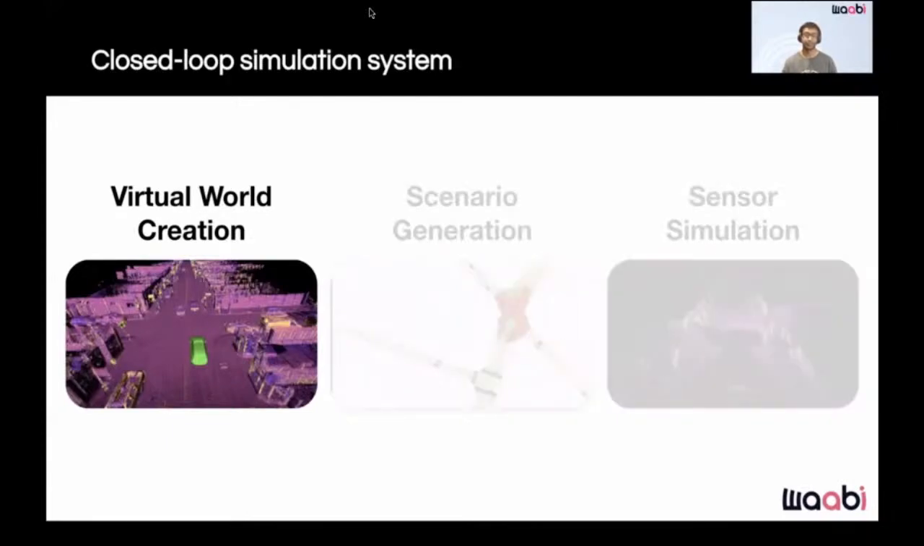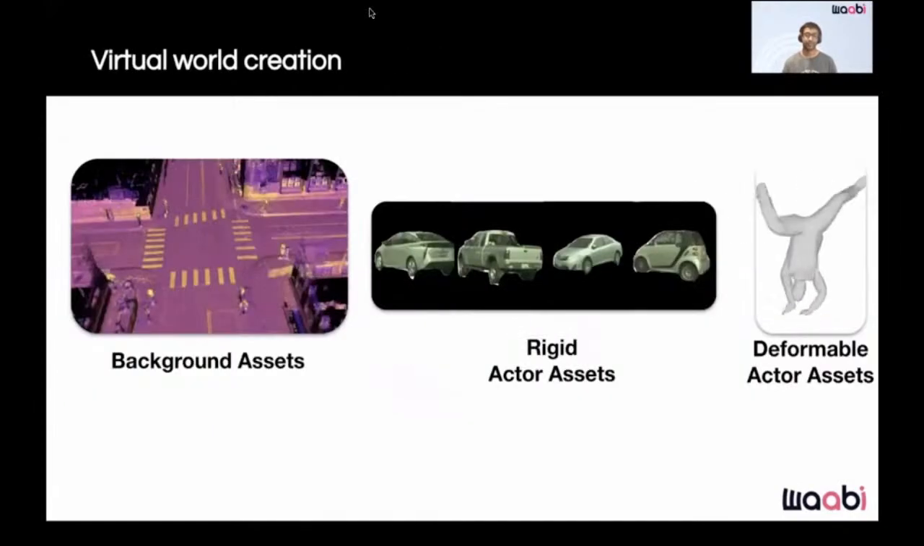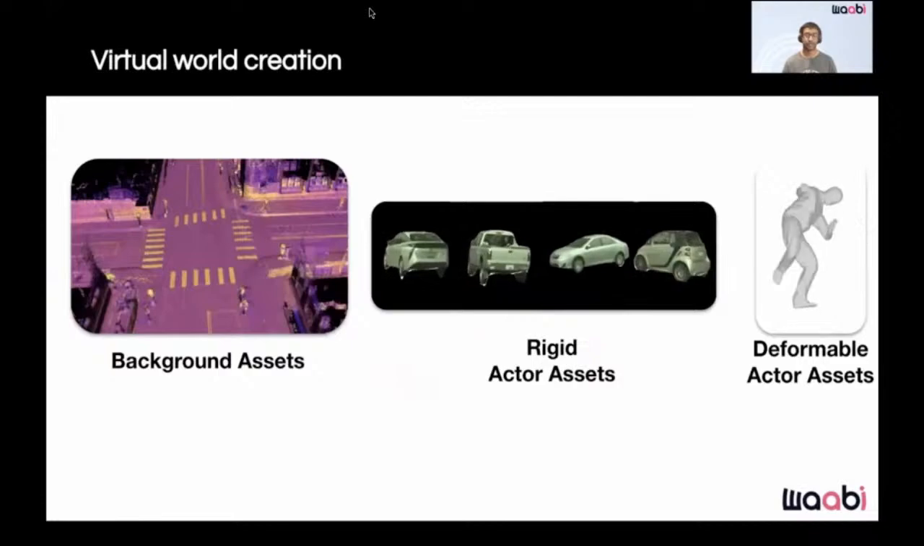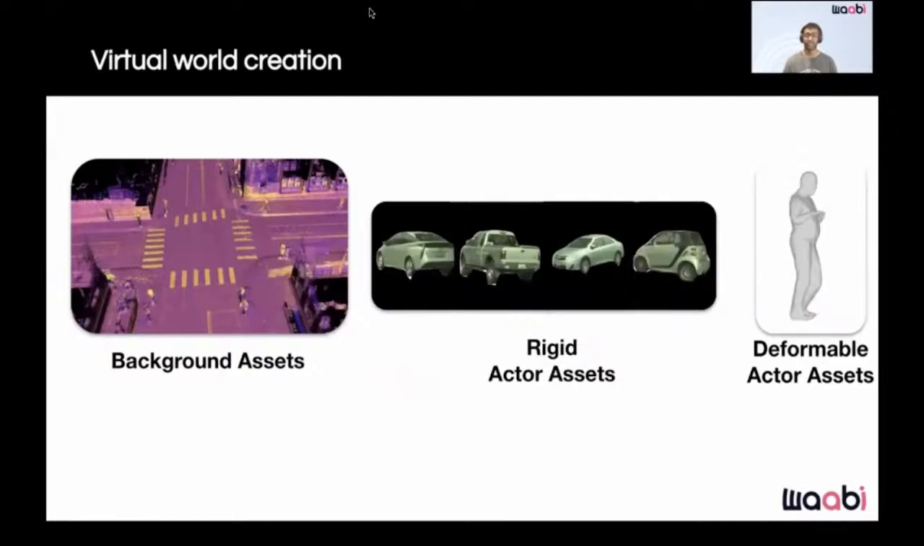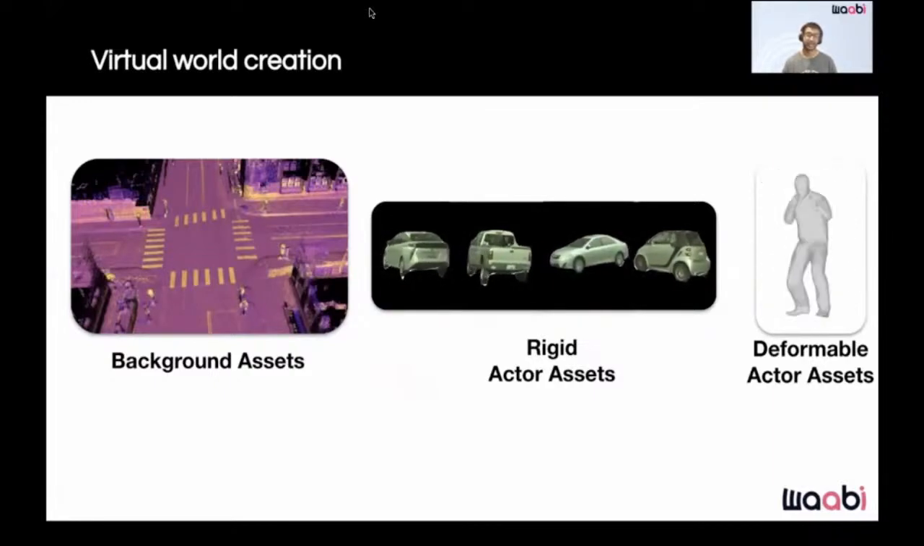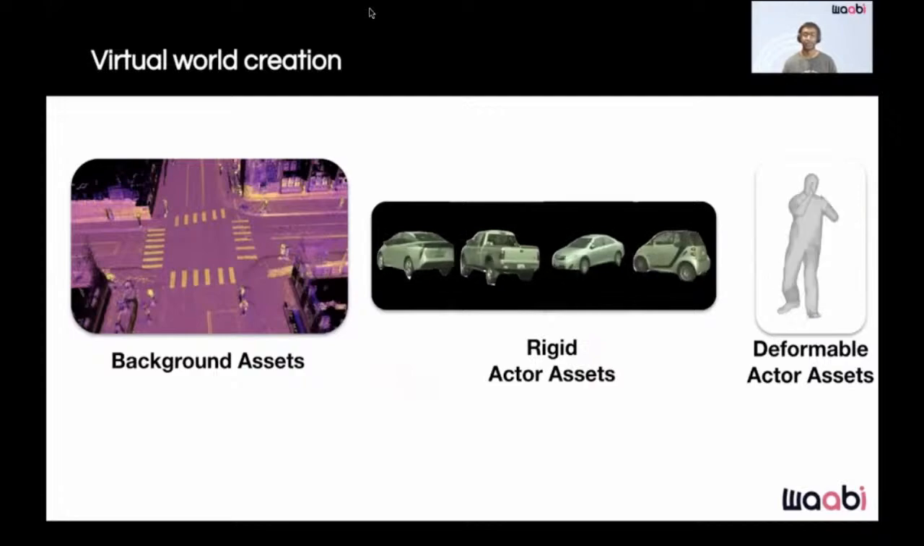Let's begin by discussing how we create the 3D virtual world. We break down the task of virtual world creation into 3 subtasks: background assets that depict the road layout, vegetation, buildings, etc., rigid actor assets that may move during the scenario, such as vehicles and trucks, and deformable assets that change in shape over time, as pedestrians and cyclists do.